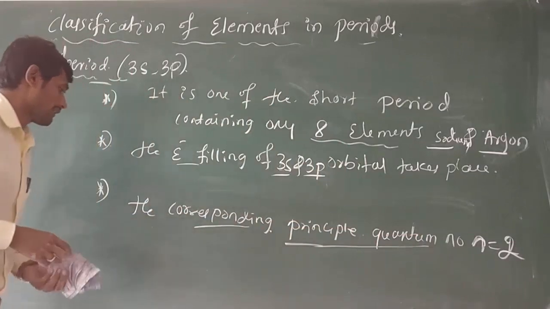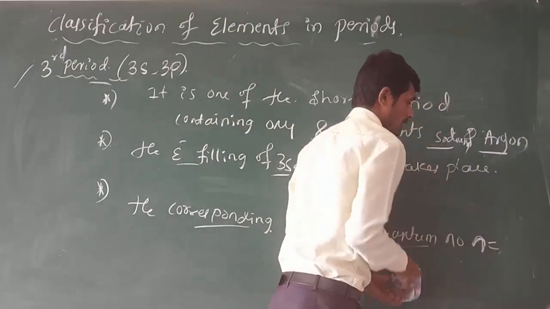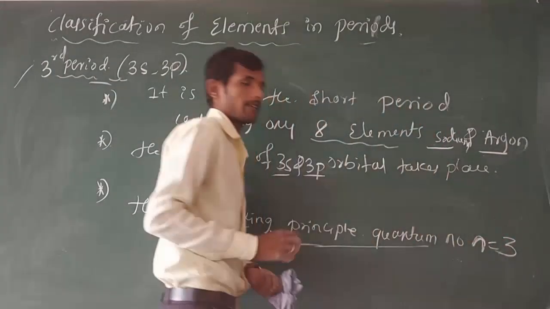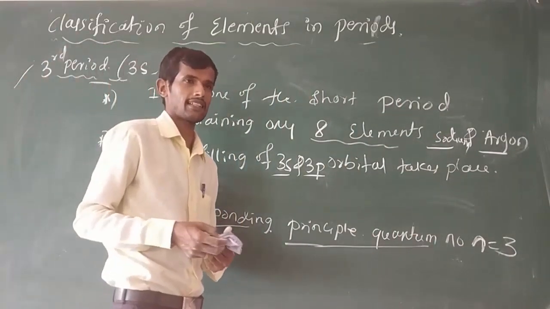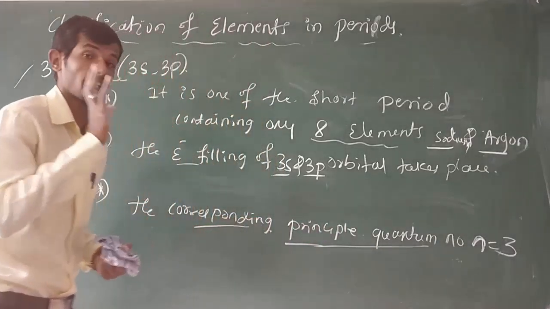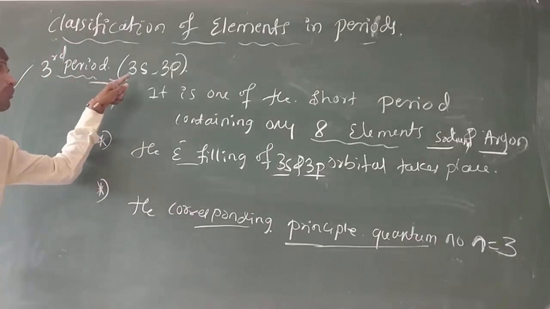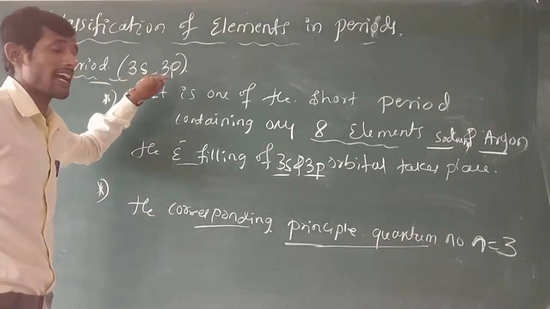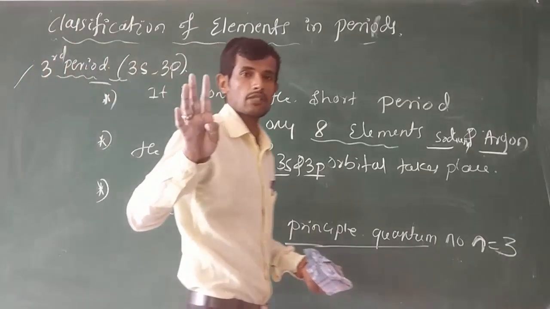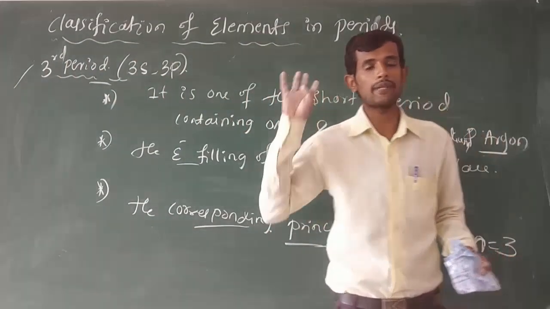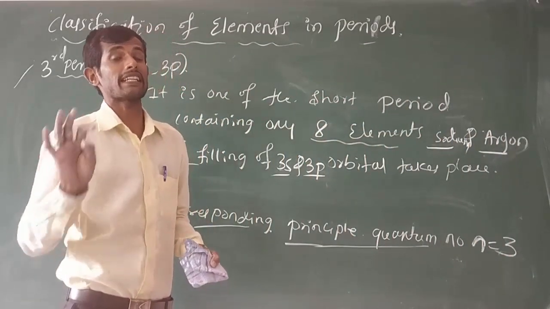Okay, students. Next, the corresponding principal quantum number in presence of third period is n equal to 3. But remember the points, these are very important. In presence of third period, which type of orbitals are filled by electrons? 3s and 3p orbitals. Students, remember, first period is a very short period because it contains only 2 elements. Second and third periods are short periods because they contain only 8 elements.